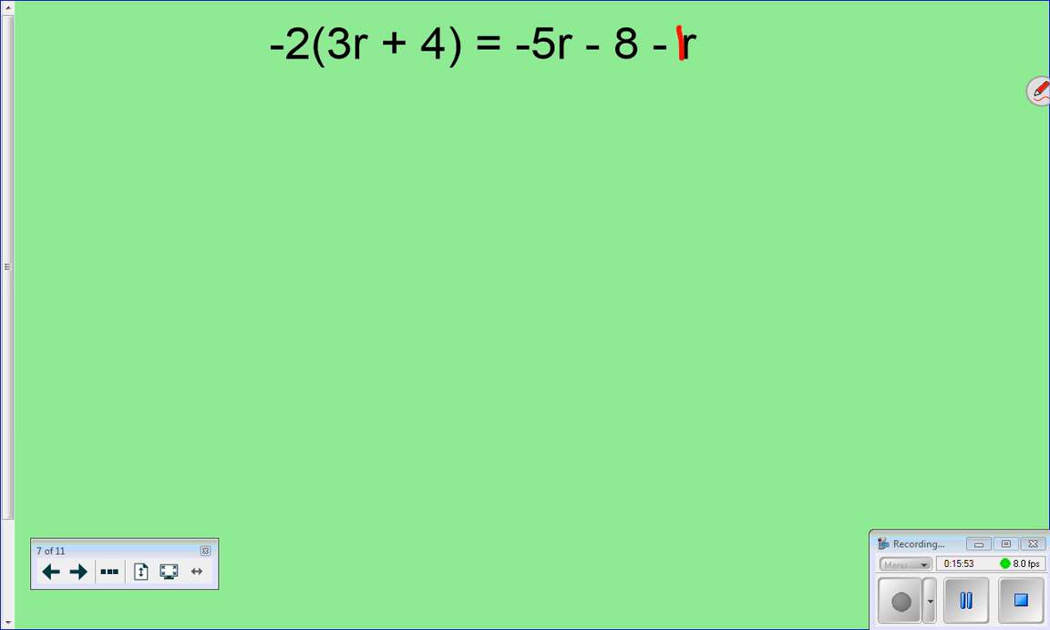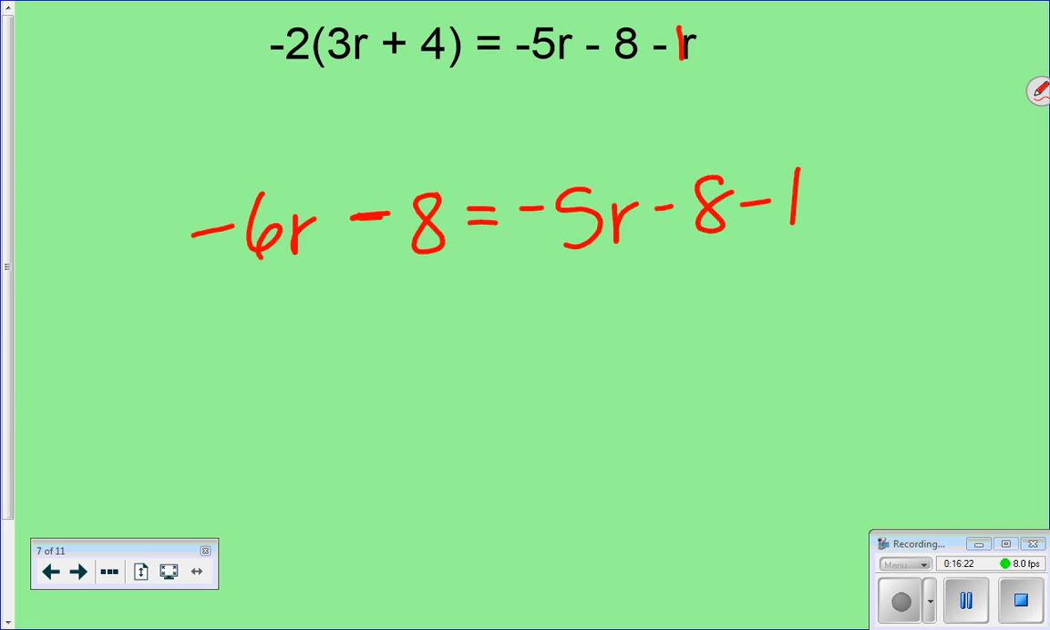Okay, you had a problem here. You have to put this together, so it'd be negative 5 minus 1. Negative 5 minus 1 would be negative 6. Okay, time out here. Let's time out. I want to back up. I'm going to distribute this quick: minus 8 equals negative 5r minus 8 minus 1r.